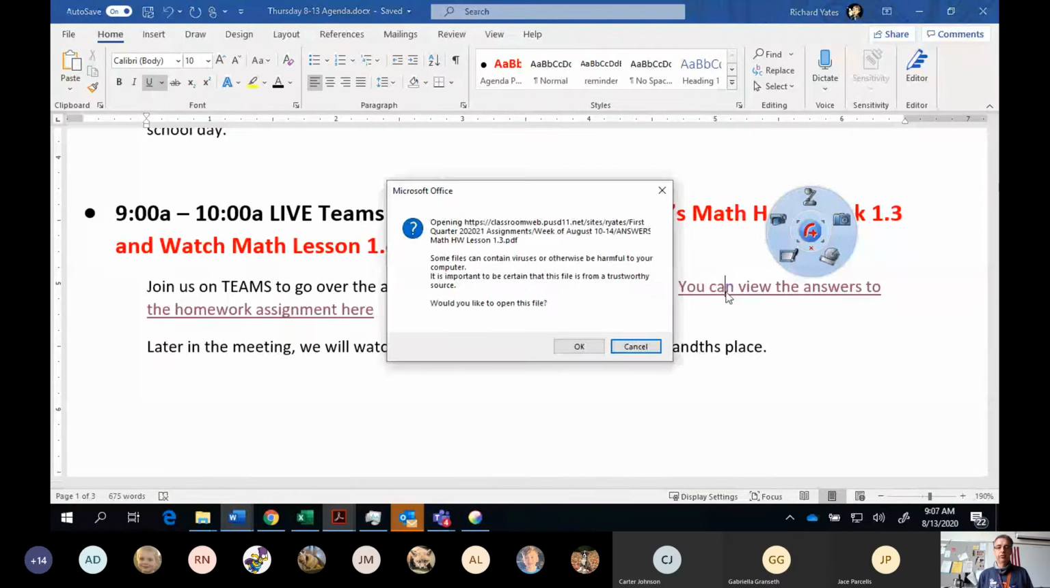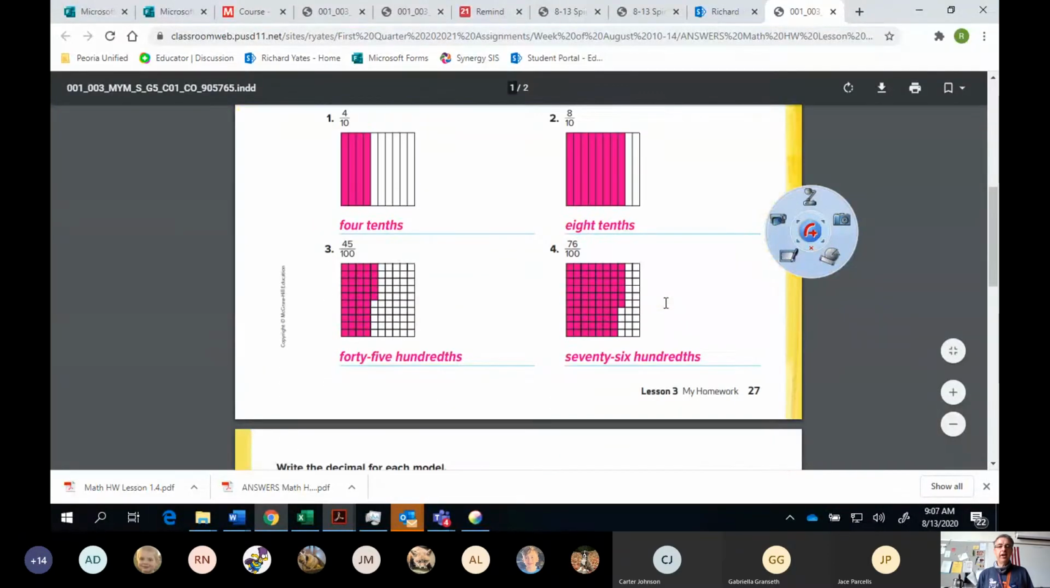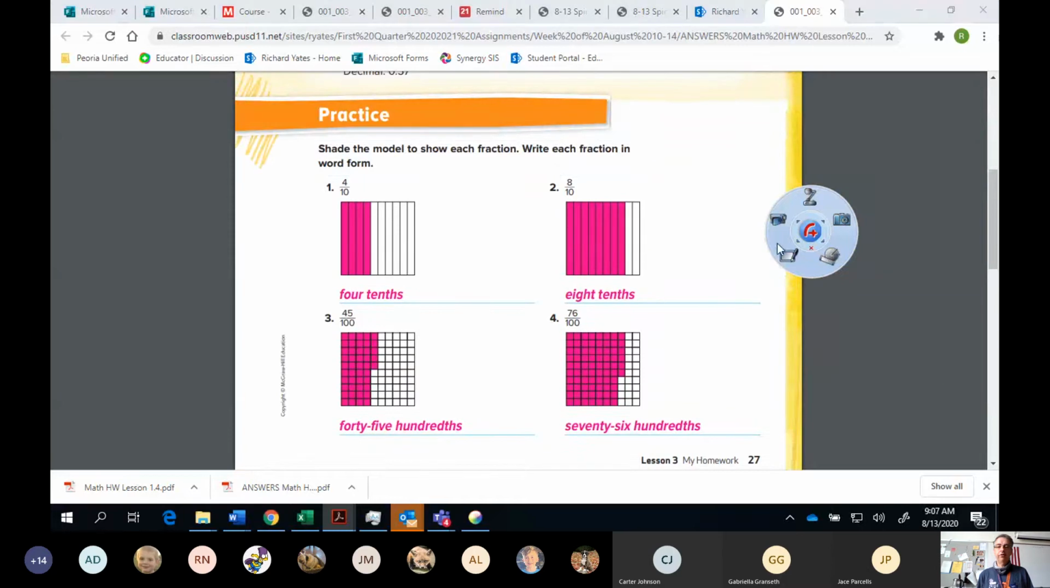All right, let's take a look. What you should have right now is numbers 1, 2, 3, and 4. First of all, we're going to shade the model to show each fraction. Then I'm going to write each fraction in word form. So make sure you have those in word form and shaded. I don't care what color you use to shade this, boys and girls, but for 4/10, you need to have 4/10 shaded right here. And also make sure you write the words 4/10.